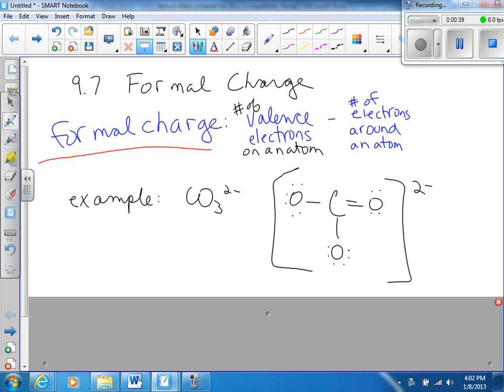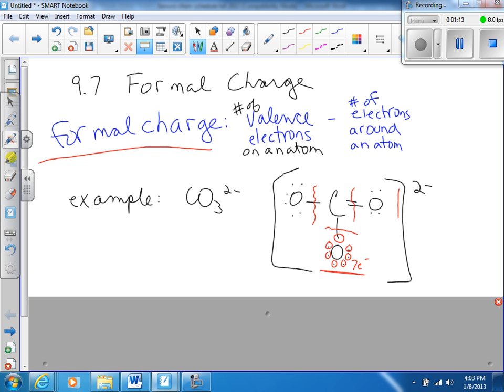We're going to look at each atom separately. And when we talk about electrons around an atom, it's not all of the electrons. It's the electrons that are actually touching that atom if we look at the Lewis structure. So this oxygen right here would have 1, 2, 3, 4, 5, 6, and 7 electrons assigned to it. So this one would have 7 electrons. Let's check all of them.